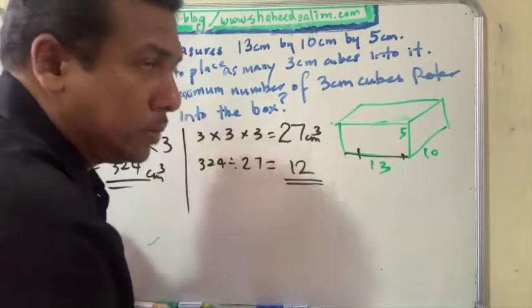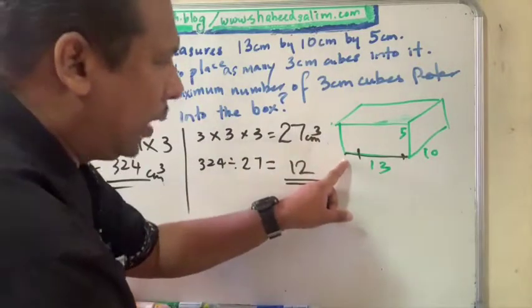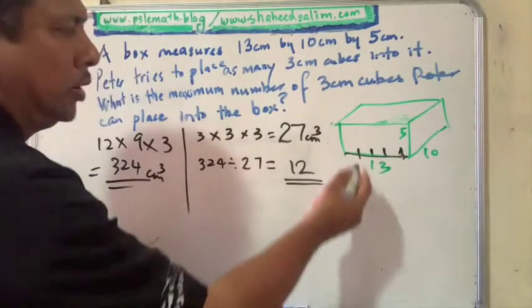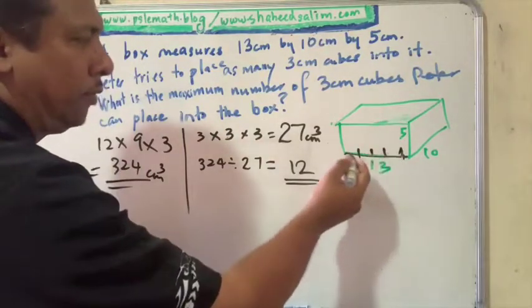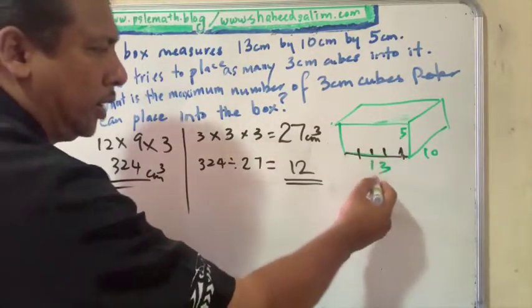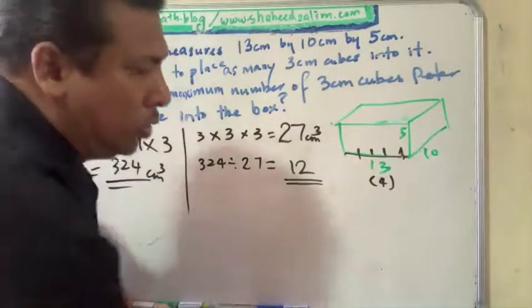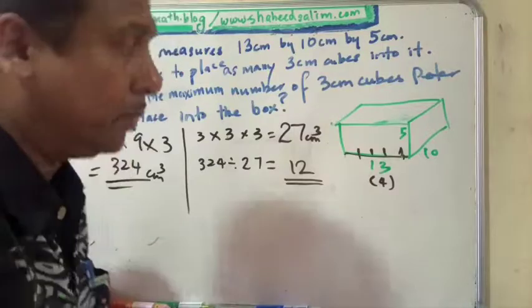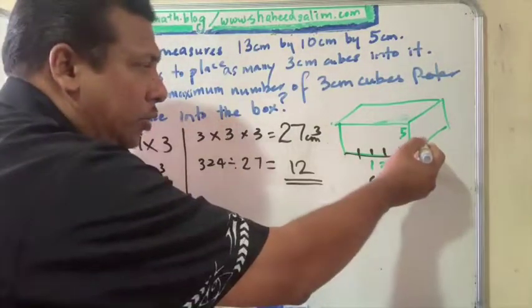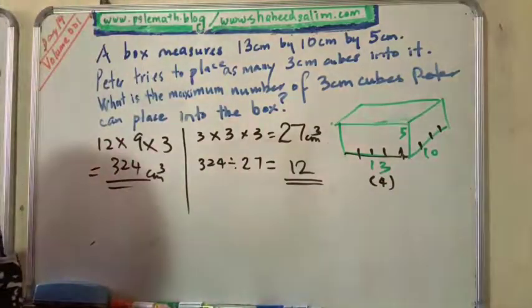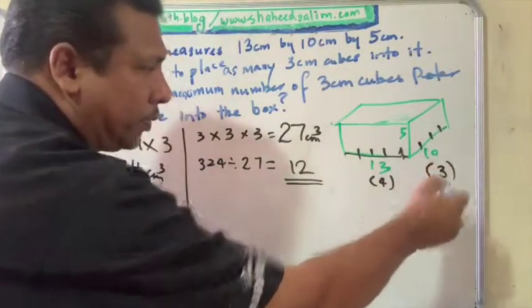This means you can fit in 1 cube, 2 cubes, 3 cubes, 4 cubes. 3, 6, 9, 12. Alright, 4 cubes here. I'm going to write 4 in brackets. And for 10 cm, you're not going to use 10 cm, you're going to use 9 cm. And you can fit 3 cubes here. 3, 6, 9. So I write 3 here.